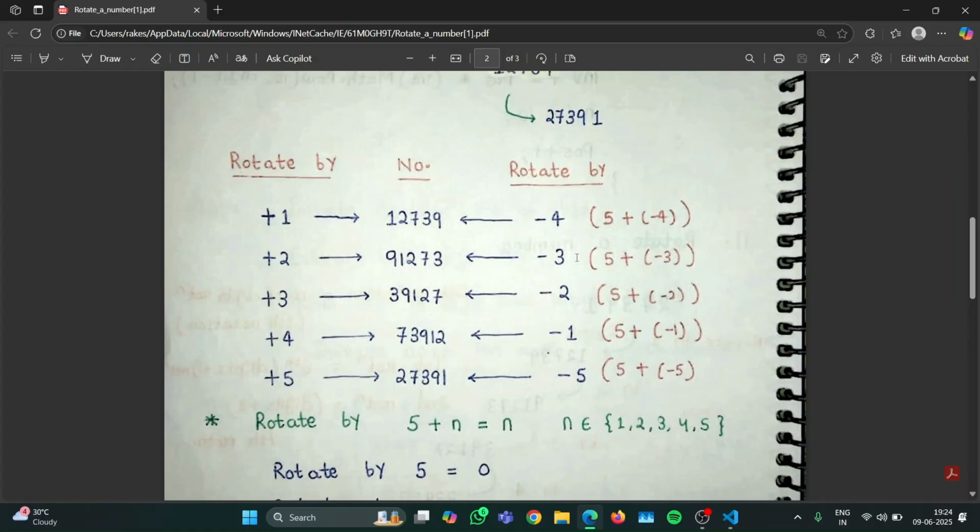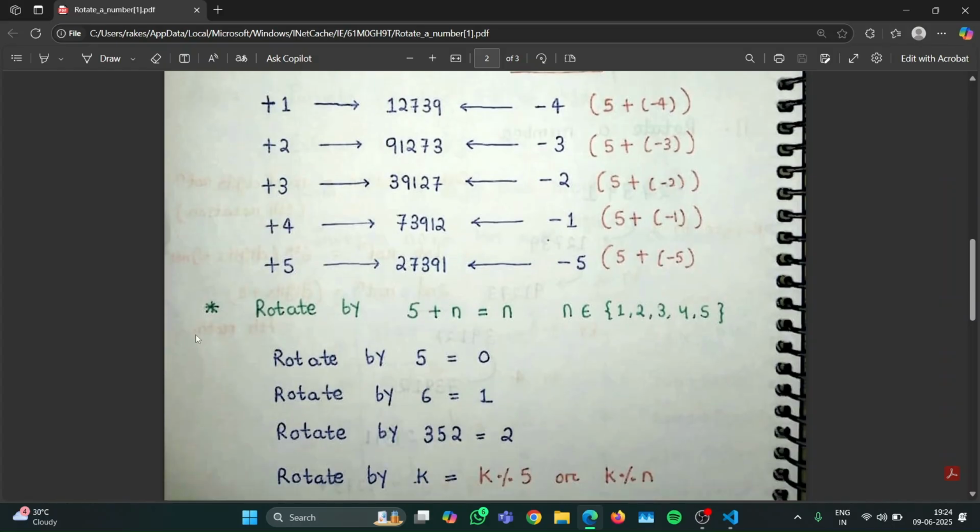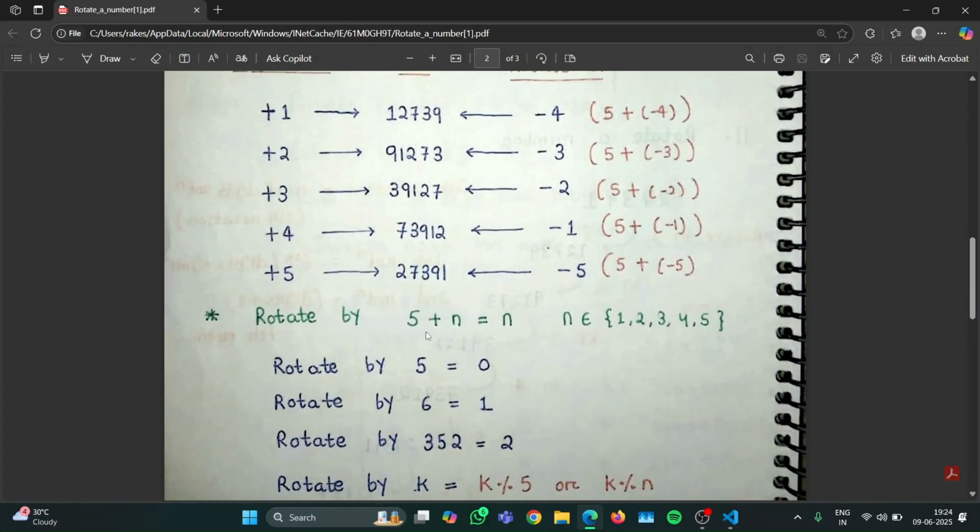Here we are given minus 4 rotation. Minus 4 rotation is the same as plus 1 rotation. How can we get plus 1 rotation? By adding the minus 4 value to the number of digits. So we get plus 1. Similarly, for minus 3, we add the number of digits, that is 5. We get 2. 5 plus minus 3 is equal to 2. So we have to rotate the number by 2 instead of minus 3. So this is the formula: 5 plus n.